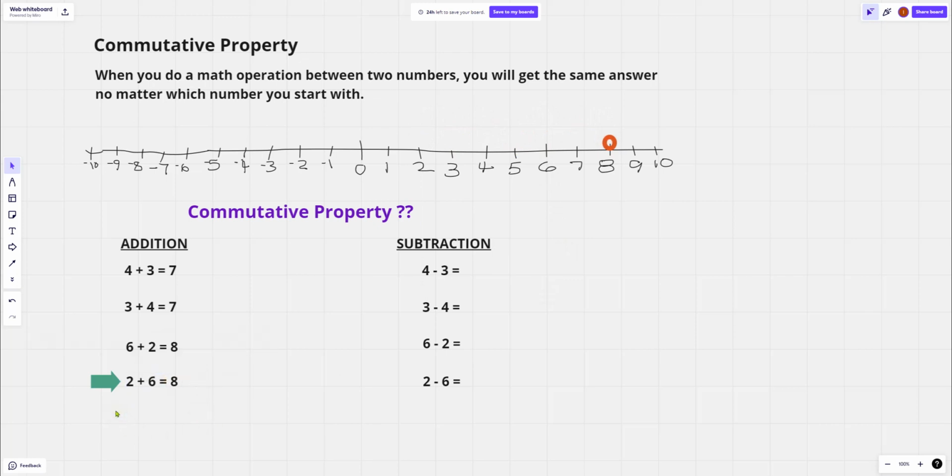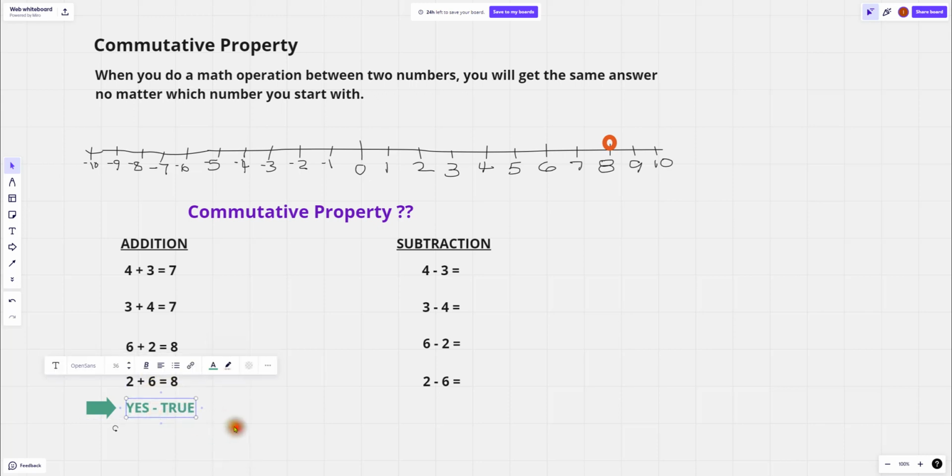And so when you test this with other addition combinations, you're going to find out that when you do addition, you will get the same answer no matter which number you start with. These two numbers, 6 and 2, 2 and 6, when you add them together, you'll get the same answer of 8. And so with that, we can say that the commutative property, yes, is true for addition.